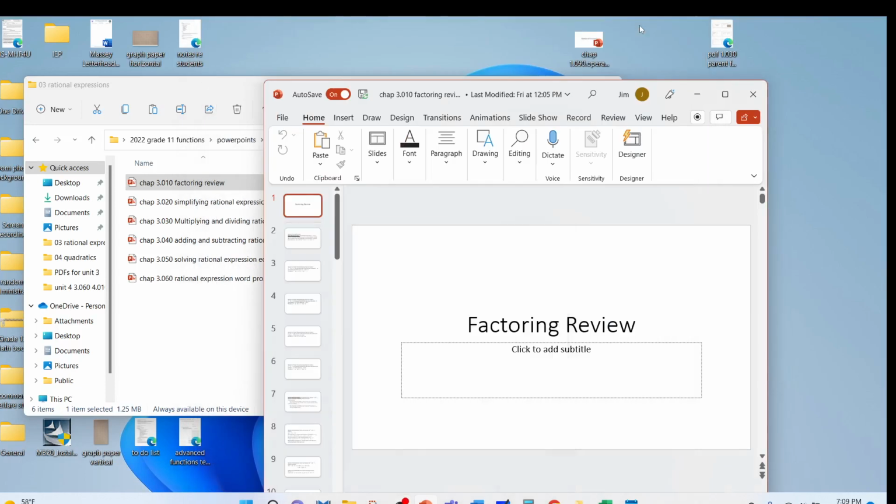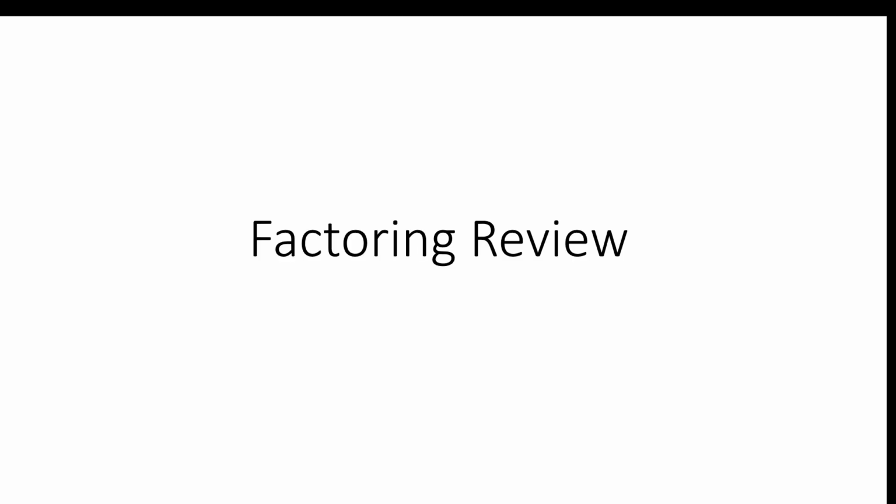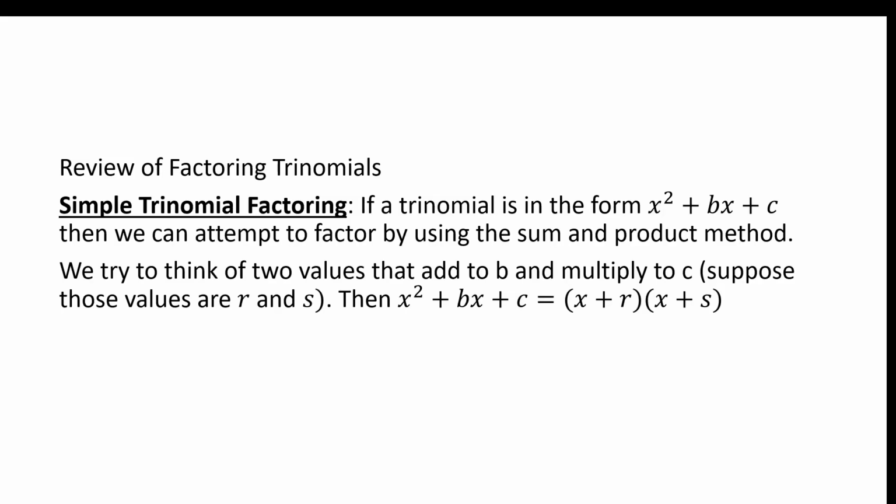In this video, we're going to go through a factoring review so that we can do a good job when it comes to rational expressions. Our review of factoring trinomials starts with simple trinomial factoring. If a trinomial is in the form x squared plus bx plus c, in other words, that lead coefficient is a 1, then we can attempt to factor by using the sum and product method.